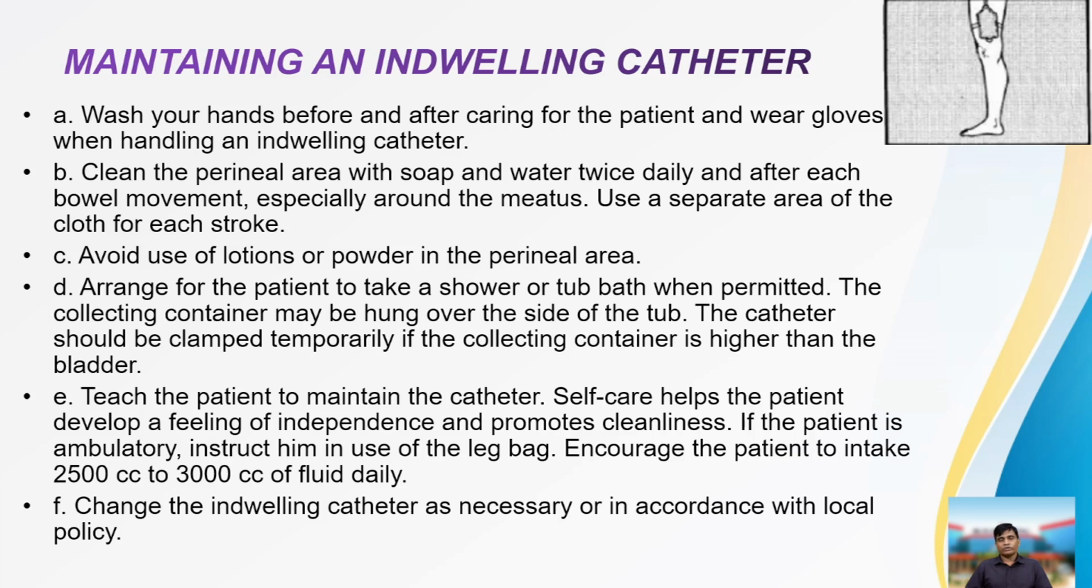Next, arrange for the patient to take a shower bath when permitted. The collecting container may be hung over the side of the tub. The catheter should be clamped temporarily if the collecting container is higher than the bladder. Teach the patient to maintain the catheter. Self-care helps the patient develop a feeling of independence and promotes cleanliness.